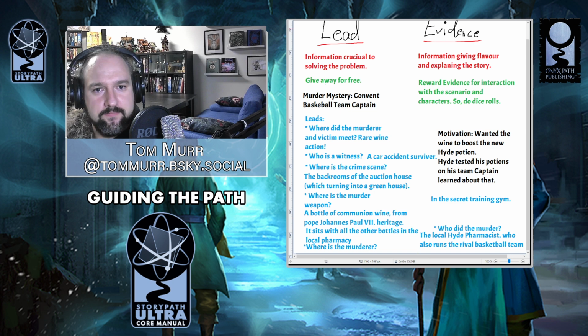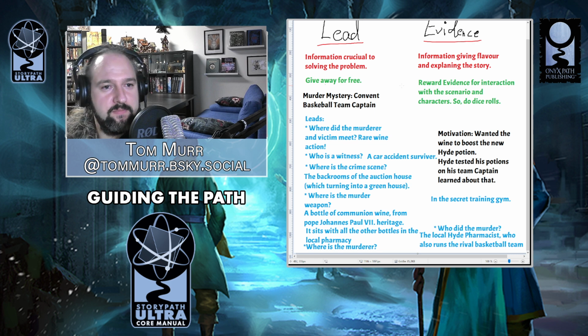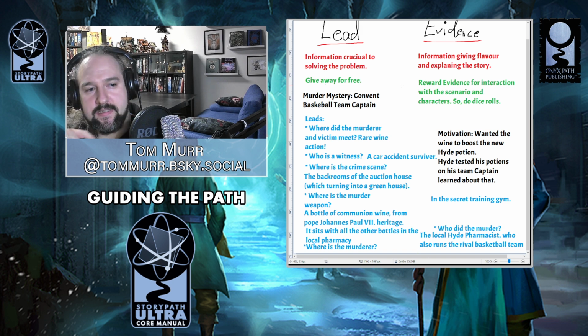What we see here is basically the differentiation between what is lead and what is evidence. Lead is the information crucial to solving the plot, to solving the problem, and usually you are giving them away for free because otherwise your story will halt and not continue any further. And we decided to go with a murder mystery.